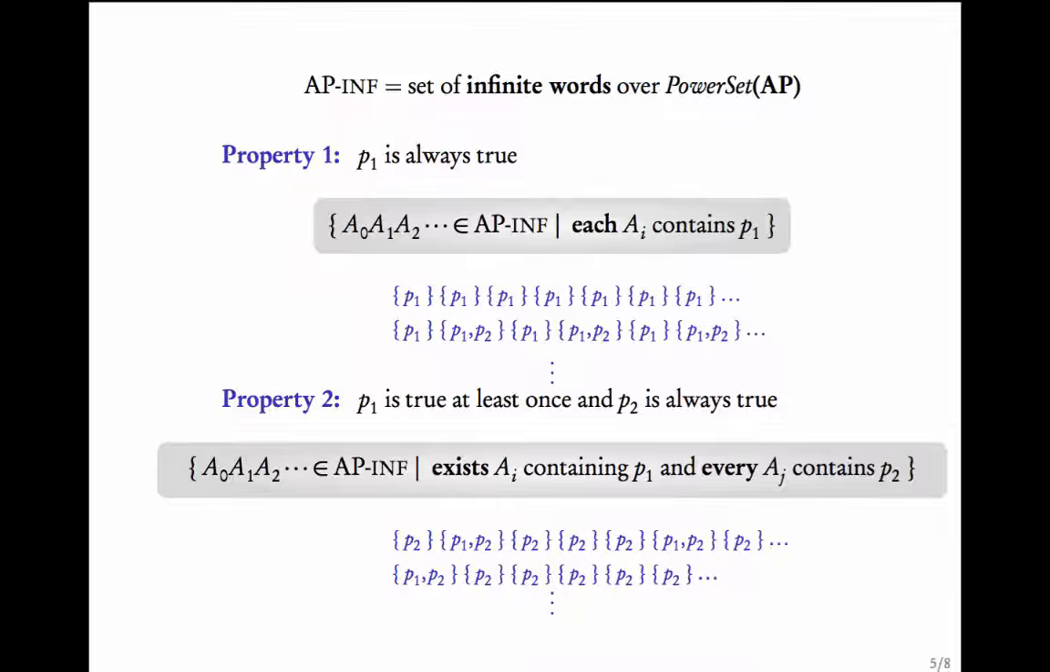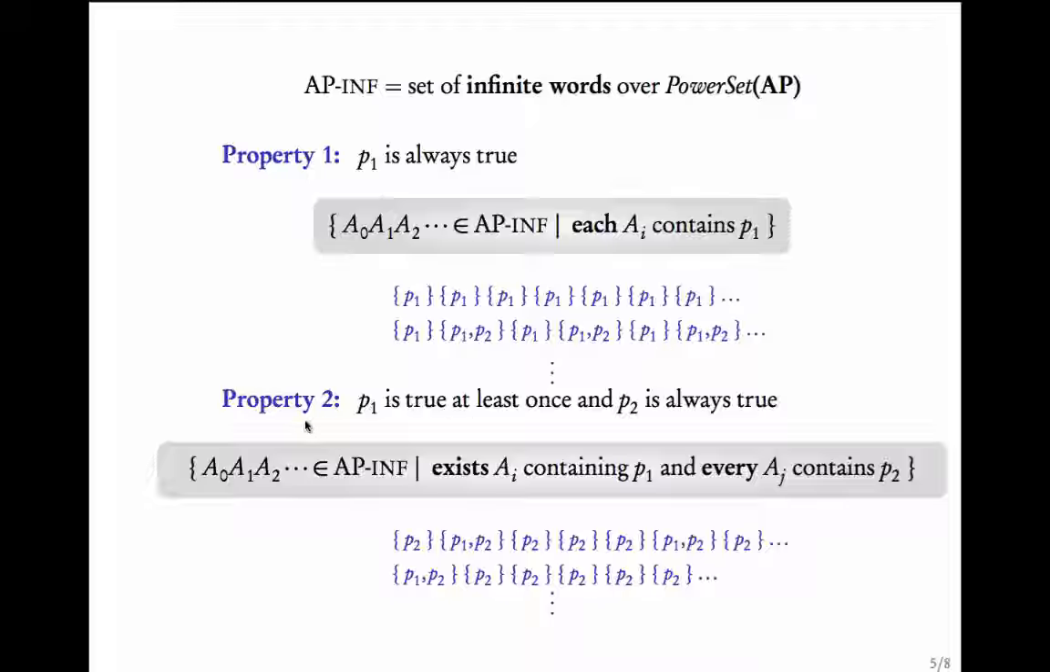Now let us come to property. So far we have been looking only at the model. Considering this to be our alphabet, we denote AP-inf to be the set of all possible infinite words. Now what is a property? For example, the property which says P1 should always be true will give us the set of all infinite words where in each letter P1 should be true. There could be other things true as well, but P1 should necessarily be true in each letter.